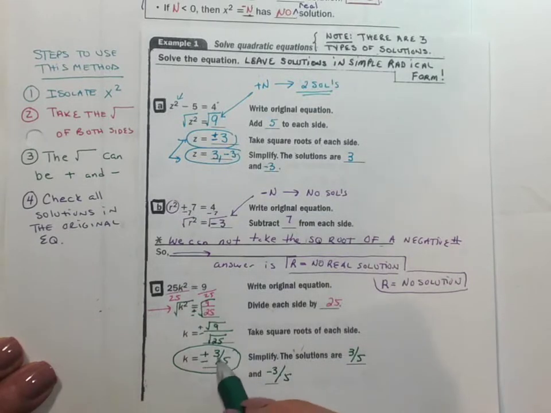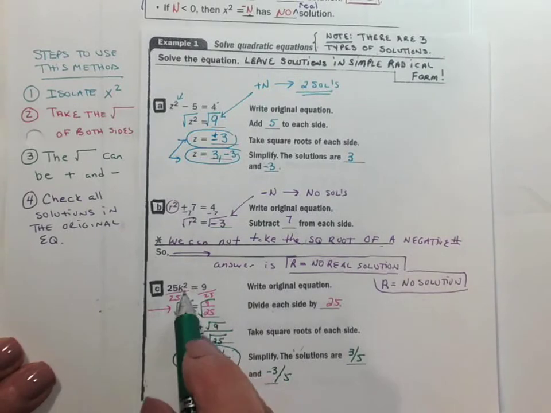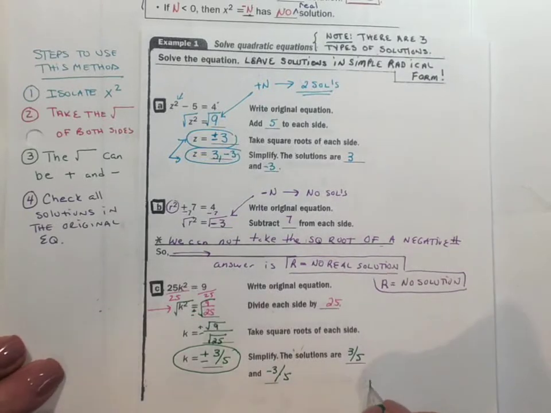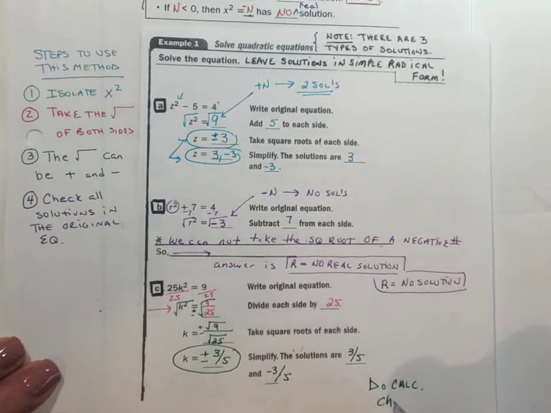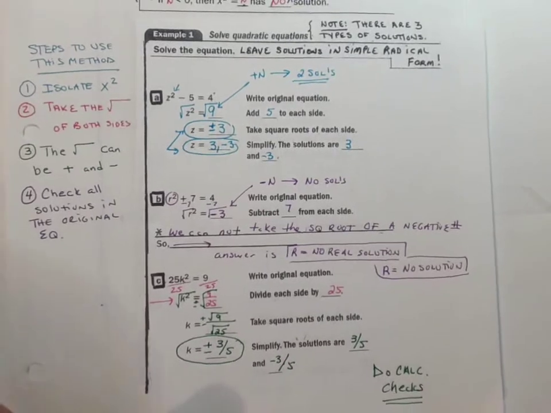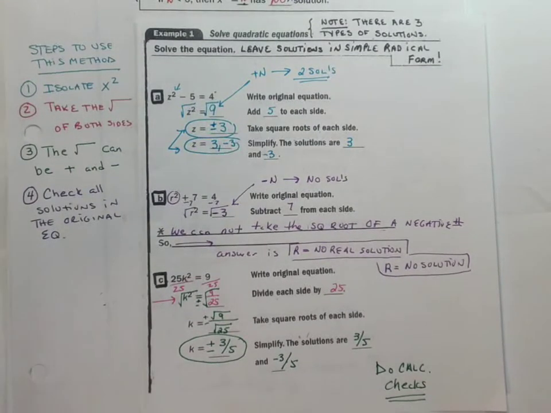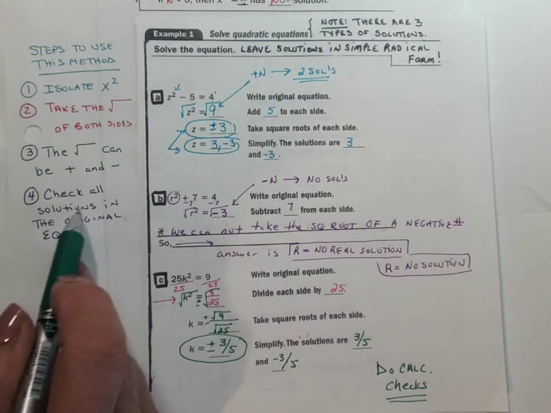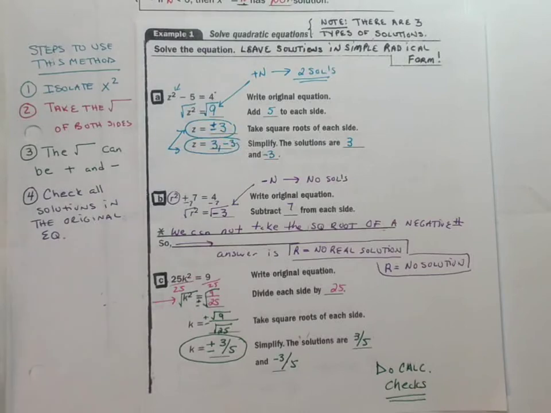And if I were to take this number and put it into my calculator, square it and multiply it by 25, I would get 9. So you should do calculator checks. So those are 3 examples. And this last bullet point here is check all solutions in the original equation.